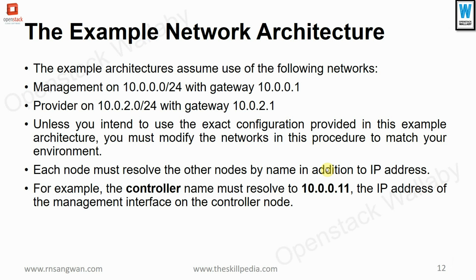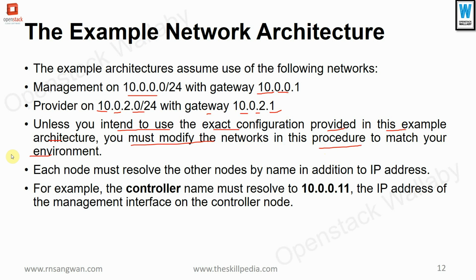The example network architecture I'm going to use is this. The example architecture assumes the following networks: management on 10.0.0.0/24 with gateway 10.0.0.1, provider on 10.0.2.0/24 with gateway 10.0.2.1. Unless you intend to use the exact configuration provided in this example architecture, you must modify the networks in this procedure to match your environment in our lab assignment.